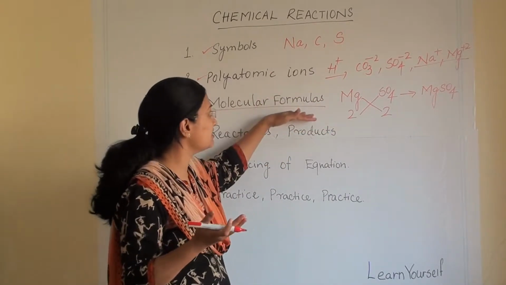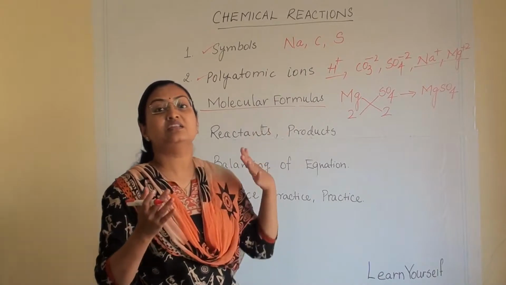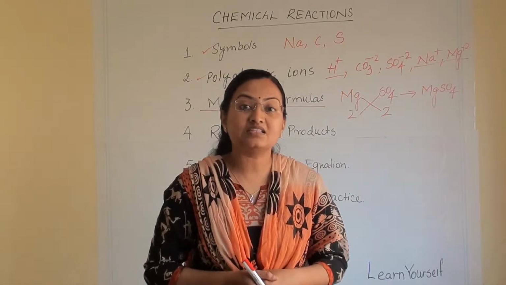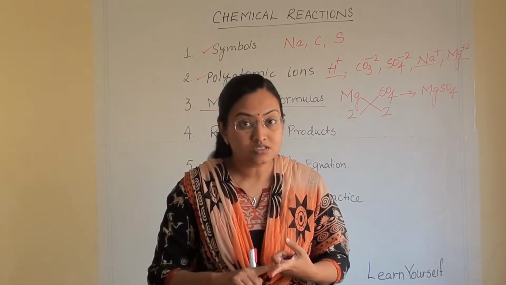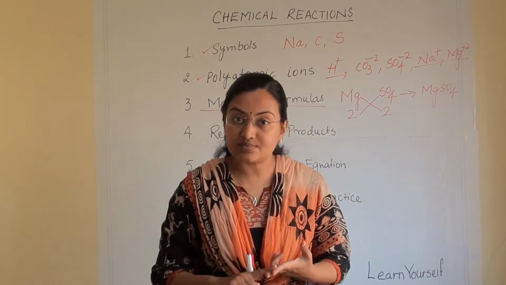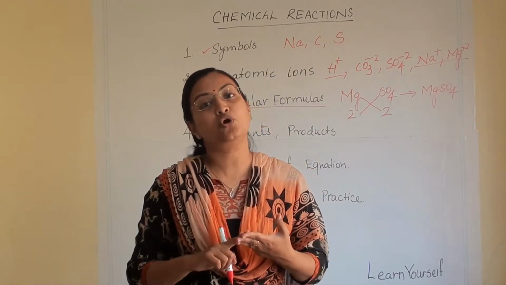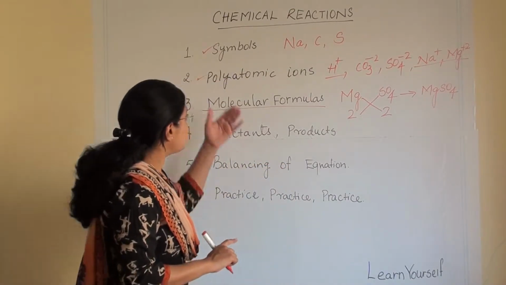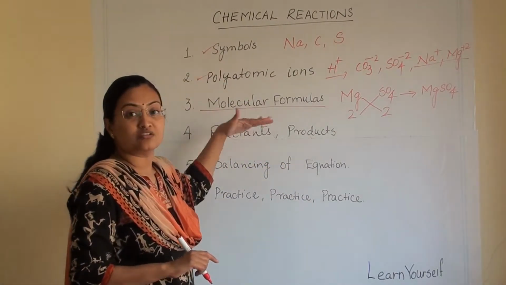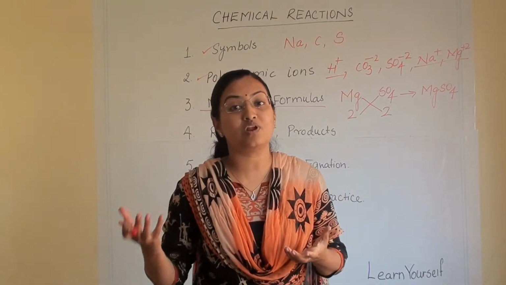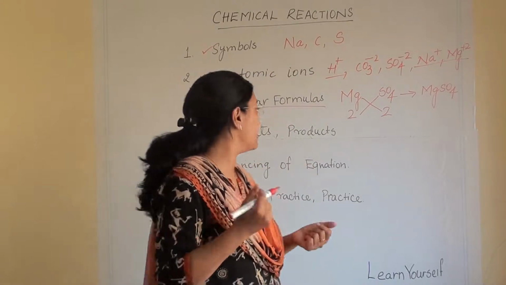Till here, we have studied in 8th standard. This is a basic concept in 8th standard: what the symbols are, what their valencies are, what the combining capacities are, and how to write a molecular formula. Right? So these are 3 basic steps. If you are thorough till here, then it will be easy for you to write a chemical equation.